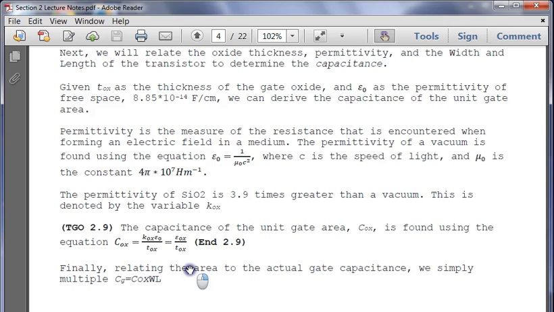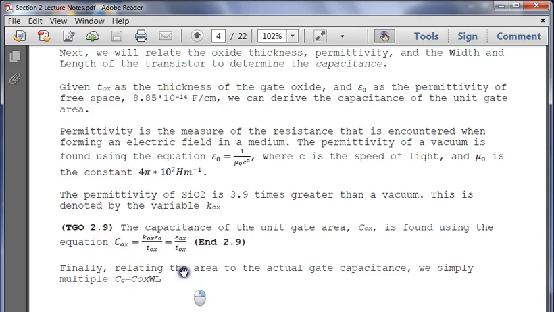So let me read 2.9 again. The capacitance of the unit gate area, COX, is found by using the equation COX is equal to KOX, which is the constant for oxide, 3.8, times the permittivity of free space, EO, divided by the thickness, TOX, which equals the permittivity of the oxide divided by the thickness of the oxide. And so we're going to relate that. Now the gate capacitance is going to be equal to the capacitance of the oxide per unit area times the width times the length.